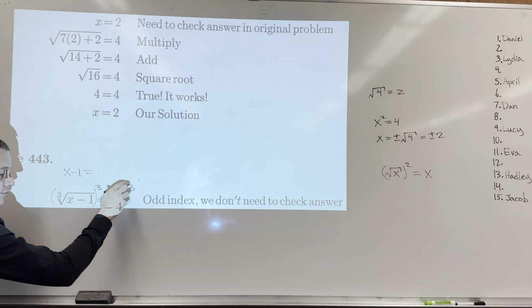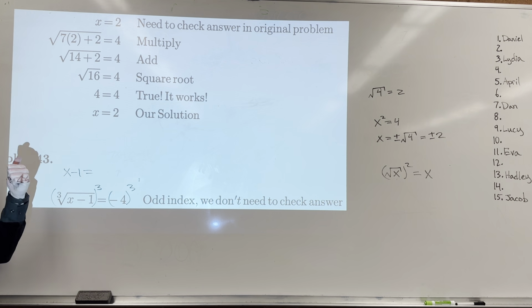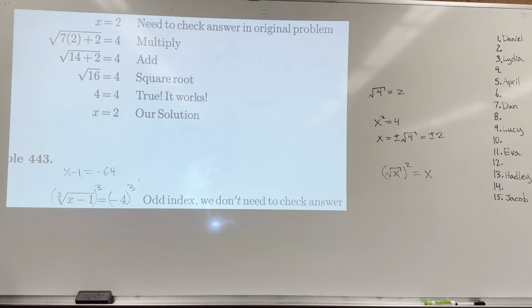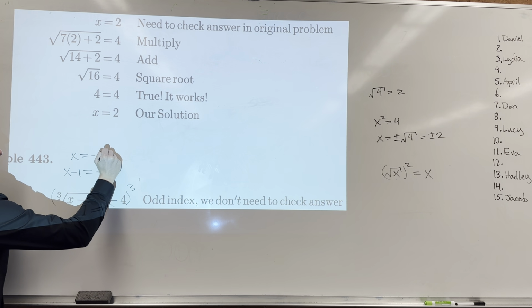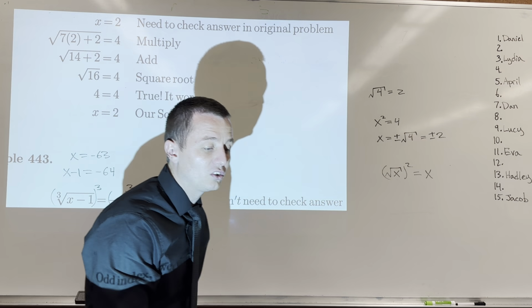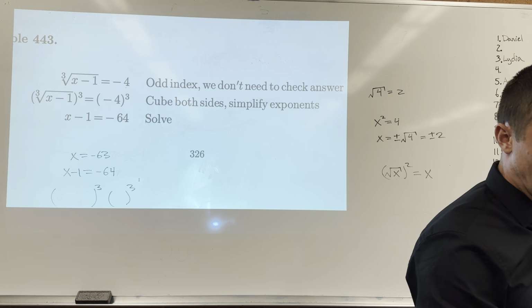And now what is negative 4 to the power 3? That's negative 4 times negative 4, positive 16, times negative 4 is negative 64. Negative 64. Plus 1 to both sides, and what do we get? Negative 63. X is equal to negative 63. And we don't need to worry about checking that one. We're good. Because we can take cube roots of negative numbers, just not positive.